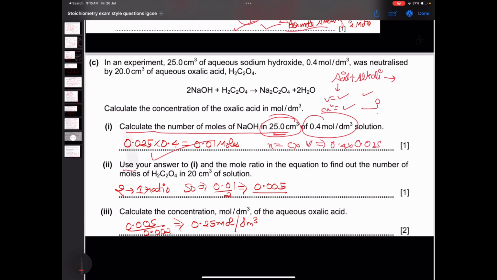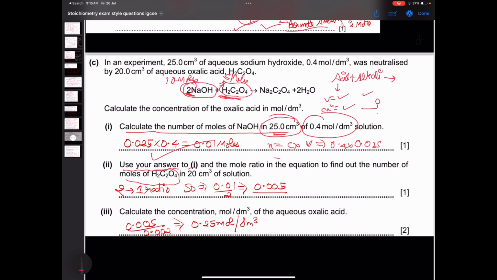Now use your answer to 1 and the mole ratio in the equation to find the number of moles of H2C2O4. Simply check the ratio between NaOH and H2C2O4. What is it? 2 is to 1. Two molecules of NaOH are reacting with one molecule of H2C2O4. So if you had 10 moles of NaOH, they will be reacting with 5 moles of H2C2O4.